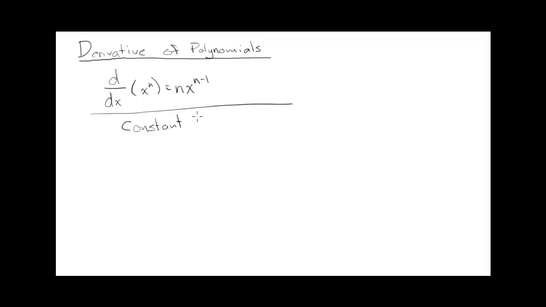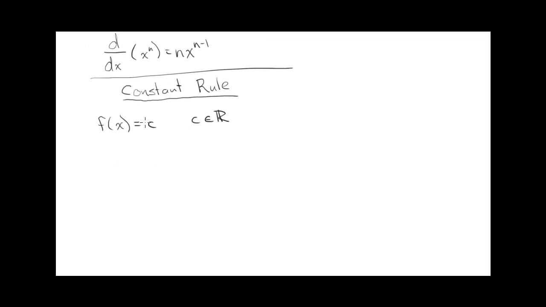So we're going to start with a rule that we call the constant rule. This is a pretty simple rule. If you have a function f of x equals some constant, just some real number, think of f of x equals 2, 3, 4, or whatever. f of x is a number. So what's the derivative going to be? If you think about it graphically, it becomes easy to see.